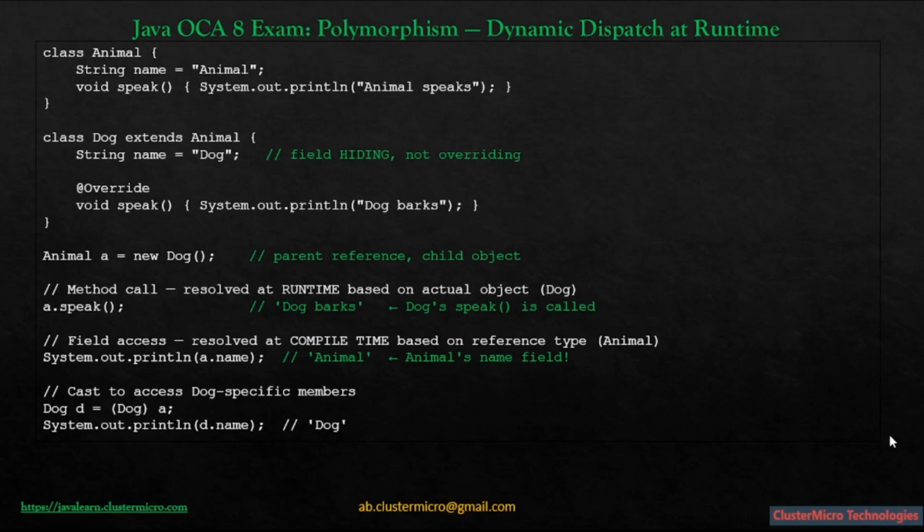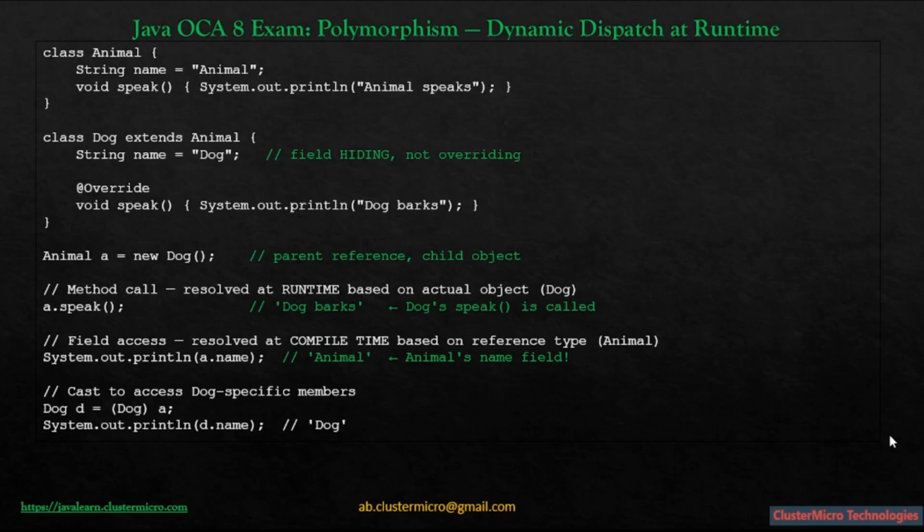Fields behave differently. Java does not apply dynamic dispatch to fields. When you access a.name, the compiler resolves the field based on the reference type, which is Animal. Therefore, the Animal version of the field is used, even though the actual object is a Dog. This is the difference between method behavior and field access, and this is a common exam trap.